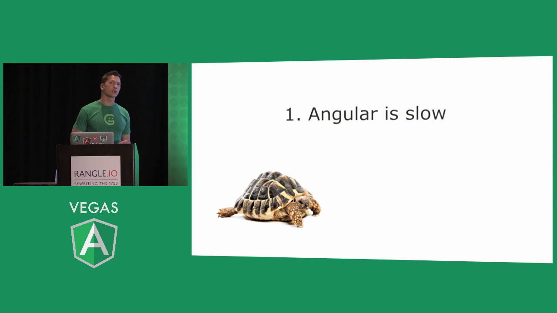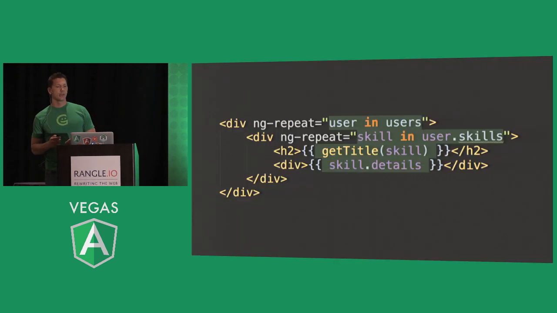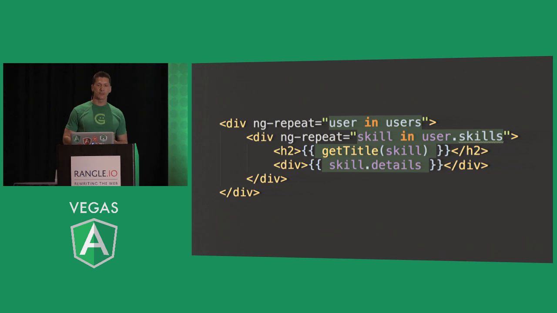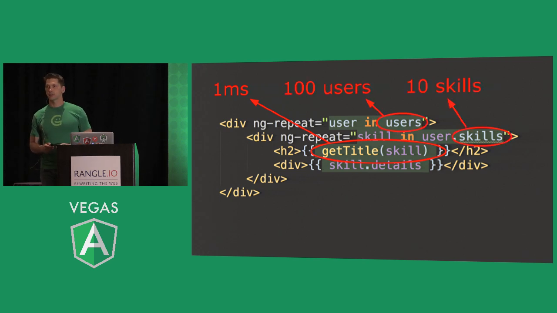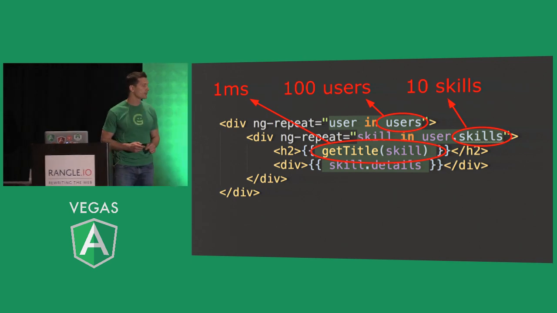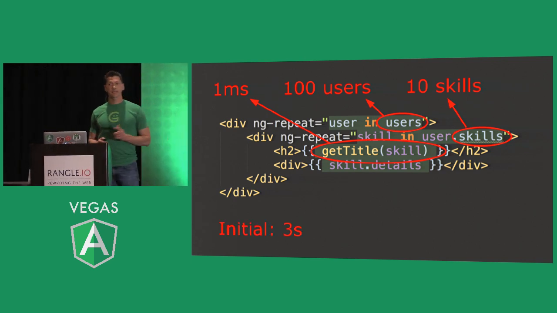So the first one is Angular is slow. So just as an example, we have a nested ng-repeat with 2 bindings. And let's just say that getTitle takes 1 millisecond to run. And we have 100 users and 10 skills. Now, how long do you think that this will take to do the initial render? If you said 1 second, you'd be wrong.